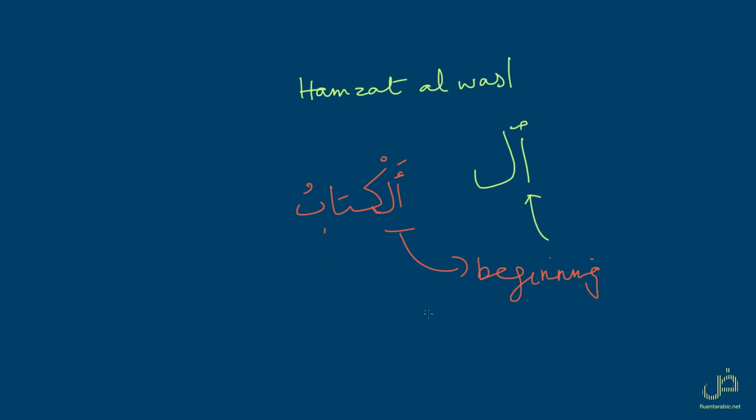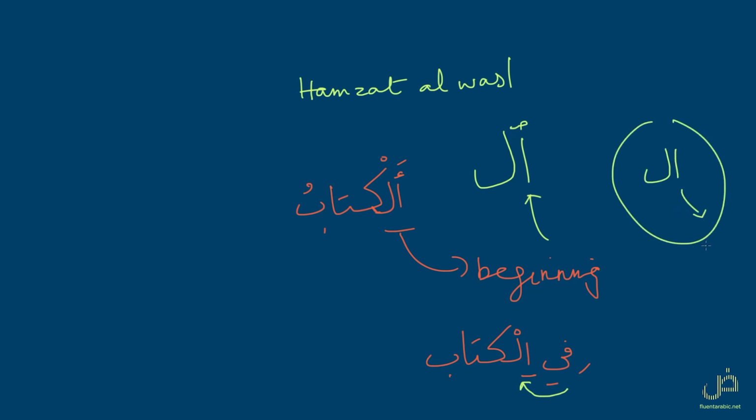But if there is something before this word, if you take, for example, fil kitab, we completely ignore this hamza and continue to the next consonant. So we read this as fil kitab, and this is what we mean by Hamzat al-Wasl. So the alif of the alif lam carries the Hamzat al-Wasl.